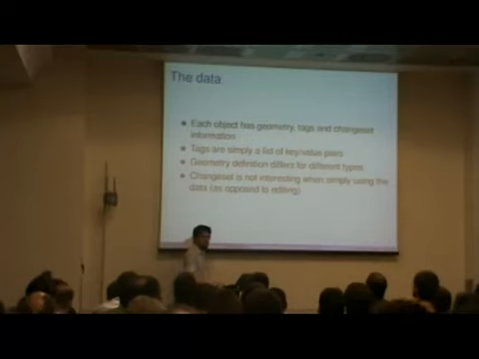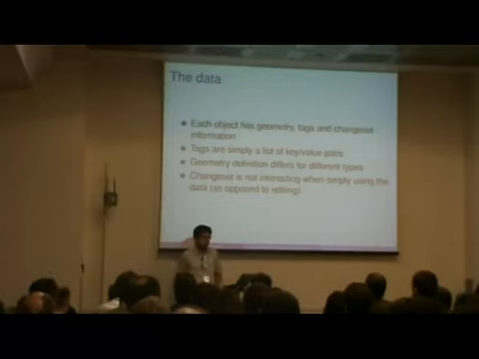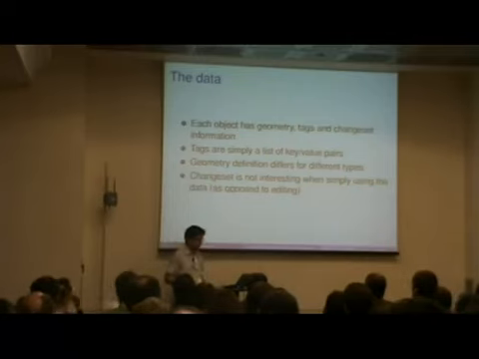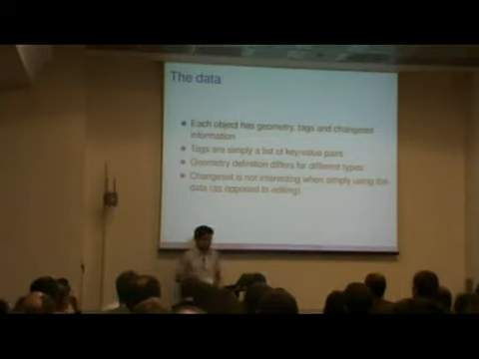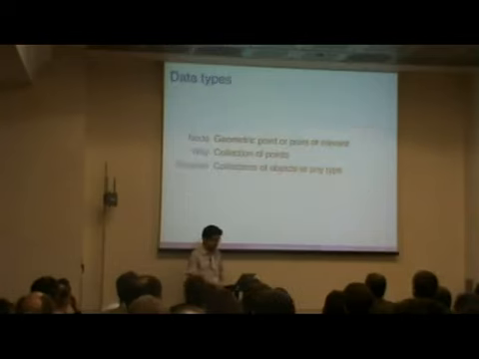The data itself is pretty straightforward and simple. Each object in OpenStreetMap has geometry defined in different ways for different data types, some kind of tags, and change set information. So what are tags? Well, tags are pretty much a list of key-value pairs. As I said, geometry definition differs for different data types, and change sets, well, if you don't do editing on the API level, you really don't care about that, so you care only about IDs.